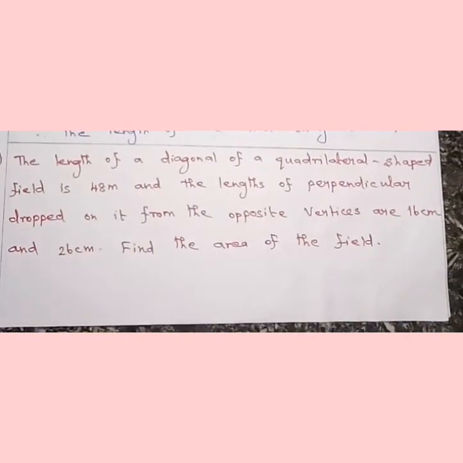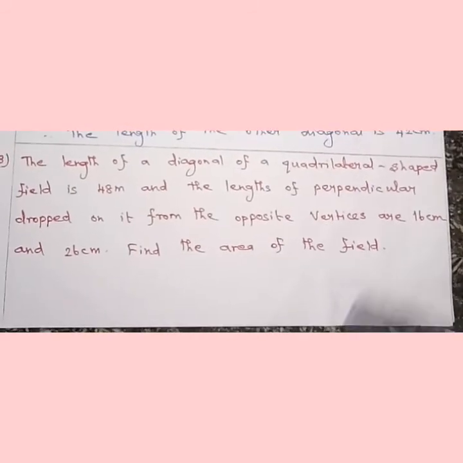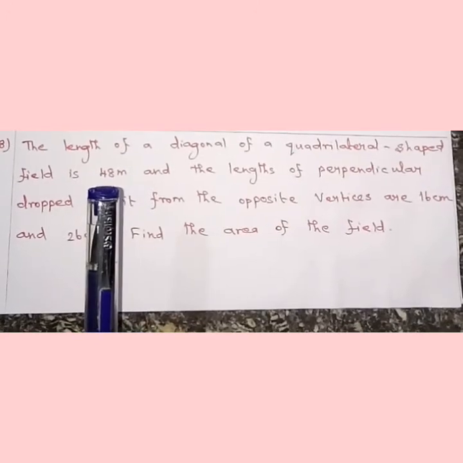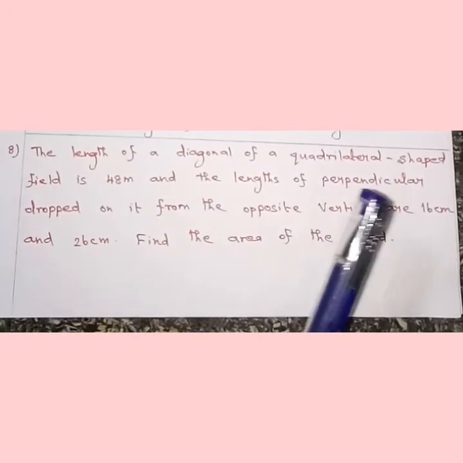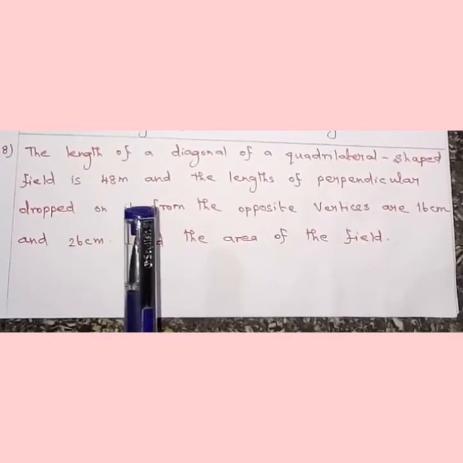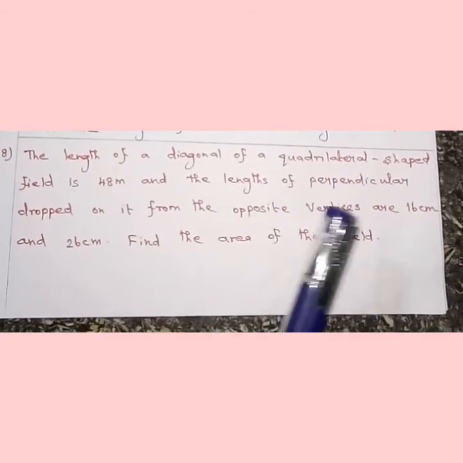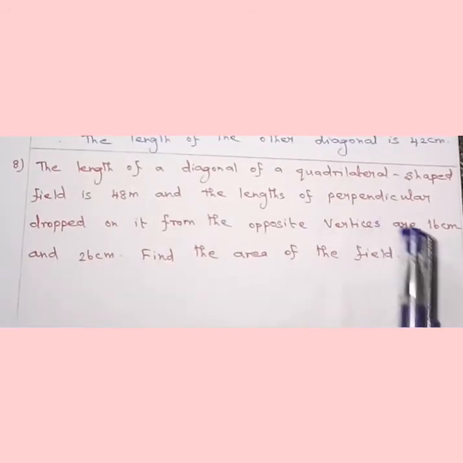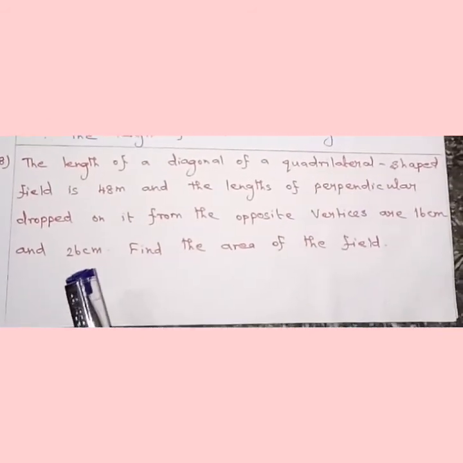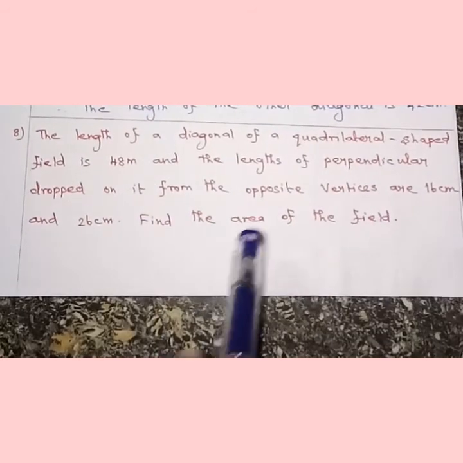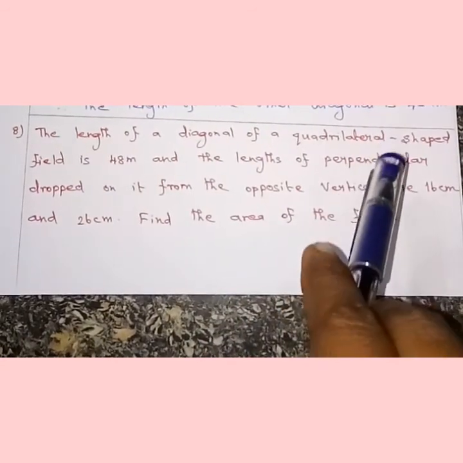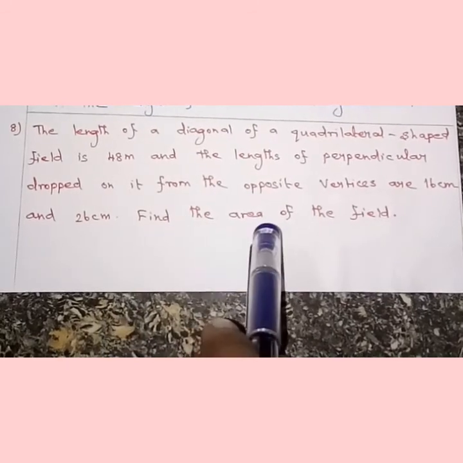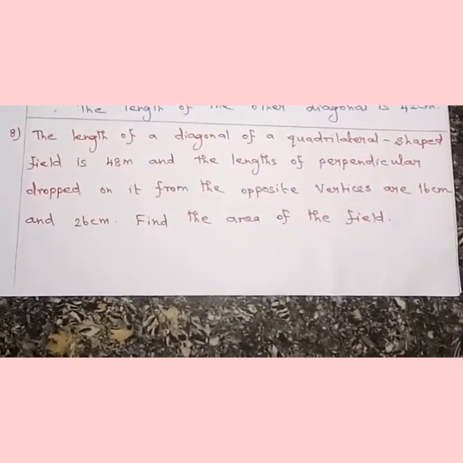The length of the diagonal of a quadrilateral-shaped field is 48 meter. That is, diagonal of a quadrilateral is given. Lengths of perpendiculars dropped on it from the opposite vertices are 16 meter and 26 meter. That is, height 1 and height 2 are given. Find the area of the field. Diagonal is given. Height 1 and height 2 are given. Find the area of the quadrilateral.